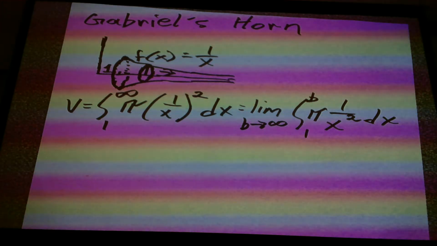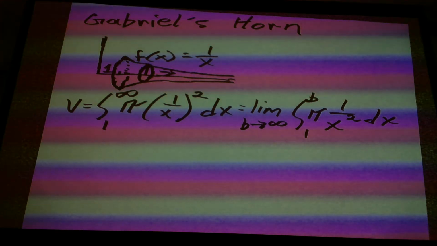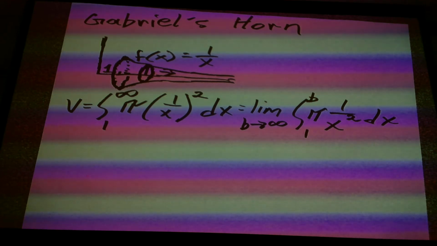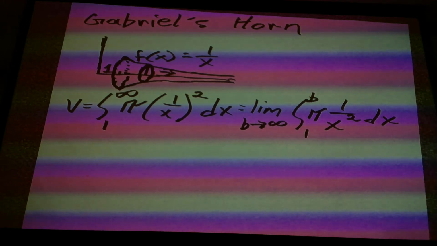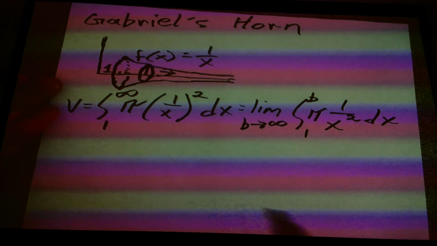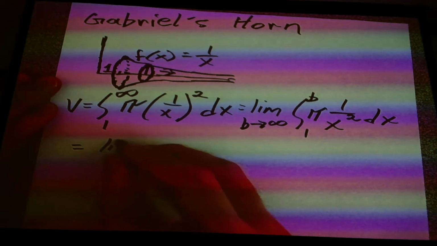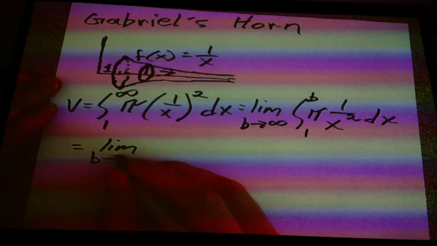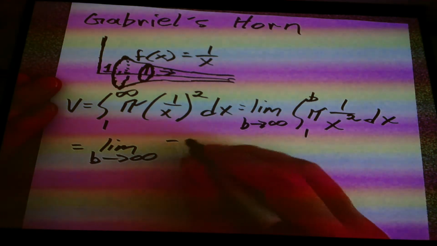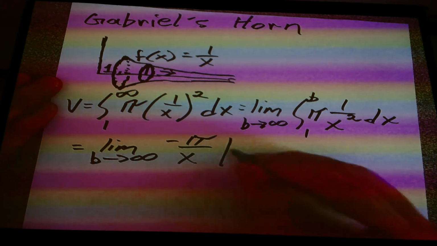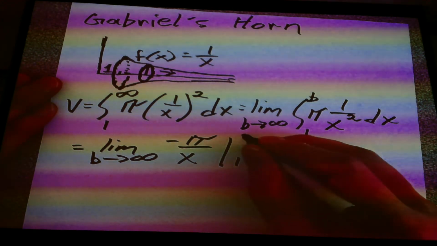Now this is just going to be the power rule. If we have 1 divided by x squared, that's really x to the negative 2 power. What happens when I integrate x to the negative 2? It's got to go up by a number and divide by that number. So the integral of x to the negative 2 becomes x to the negative 1 divided by negative 1. So this is going to equal the limit as b tends towards infinity of negative pi divided by x, evaluated at 1 and at b.